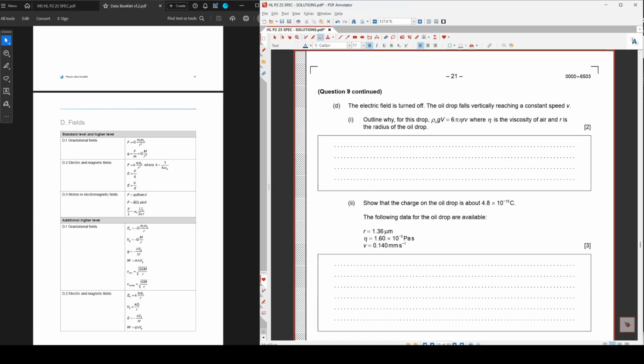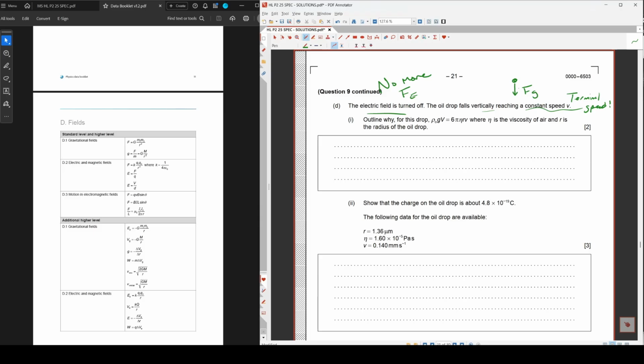Okay, we just keep on going. The electric field is now turned off. So I'm reading that and thinking about what that means in the situation. Now there's no more electric force, no more Fe. So now the drop is just feeling the force due to gravity. The moment that I turn it off, the drop falls vertically, reaching a constant speed V. And I'm like, oh, terminal speed, terminal velocity.